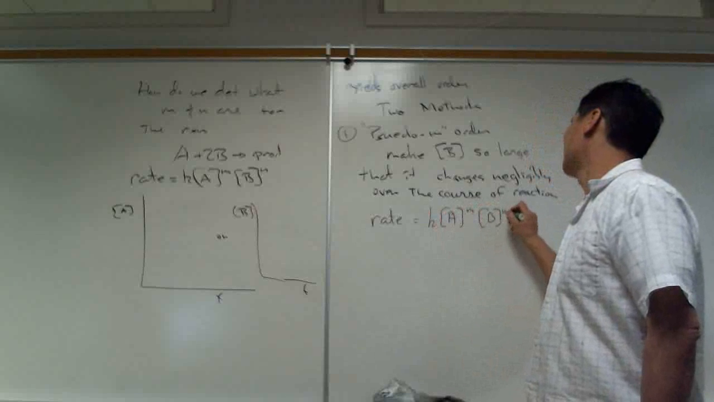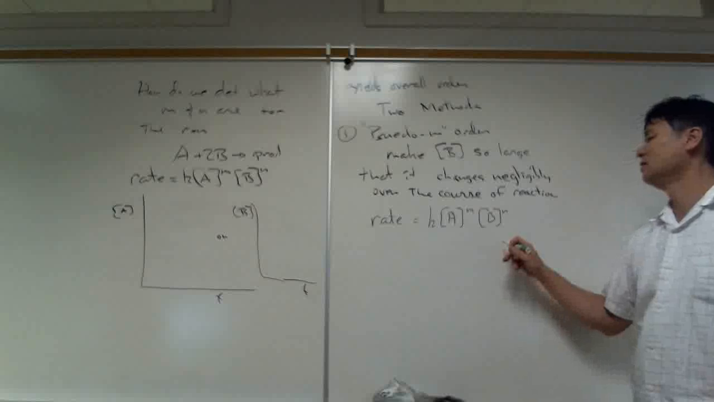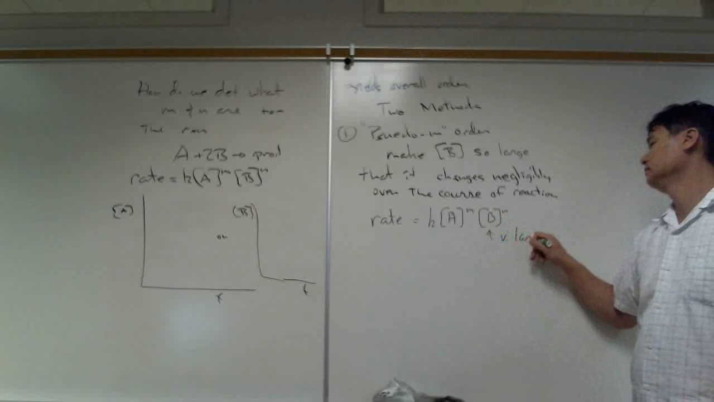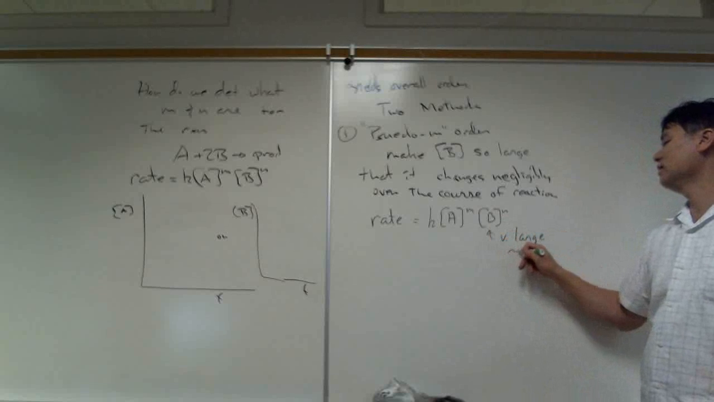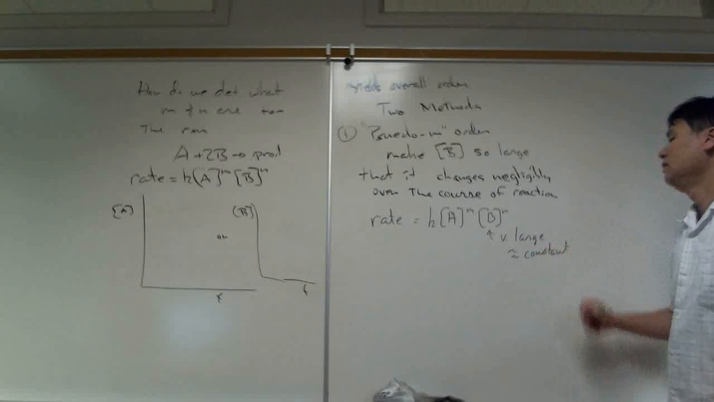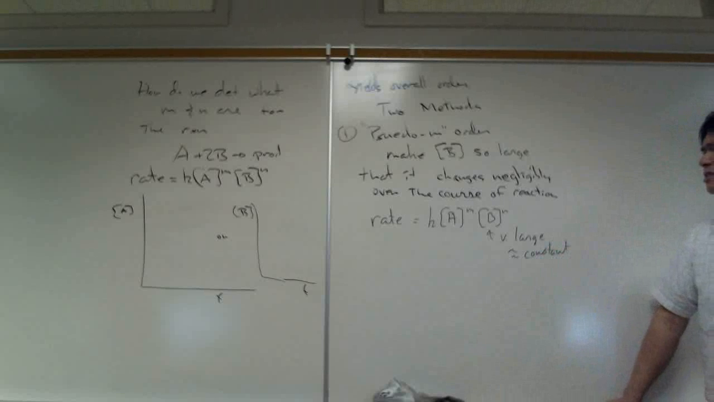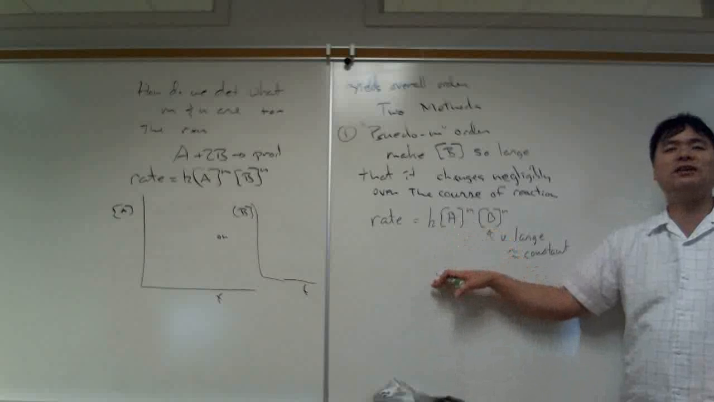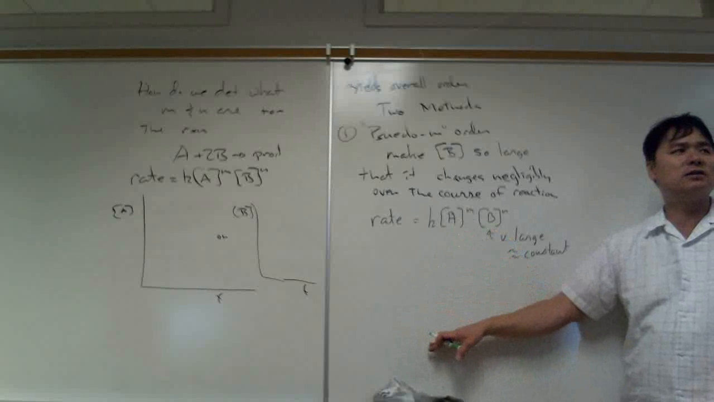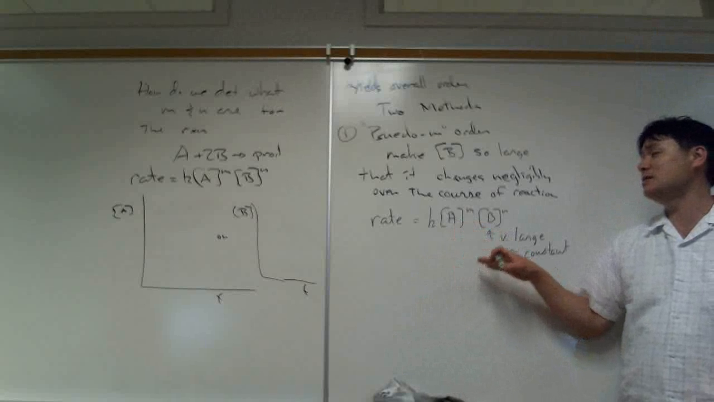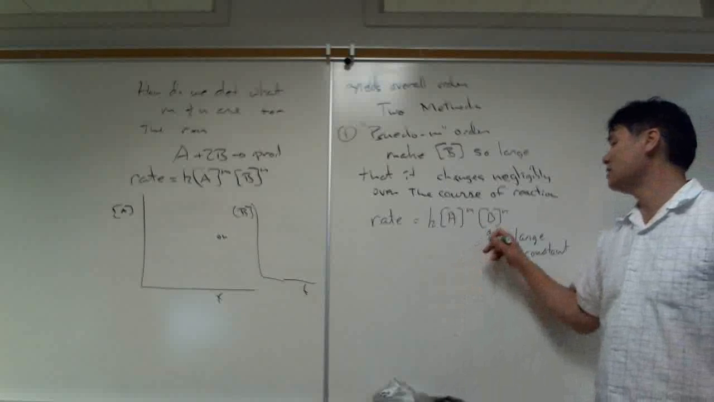But if B is so large, it's fairly constant over the course of the reaction, then B doesn't really change. And so the only thing changing is A. We're losing A, we're losing half of A, 3/4 of A, etc. And so the A concentration is changing dramatically, B is not really changing. And so that's fairly constant.